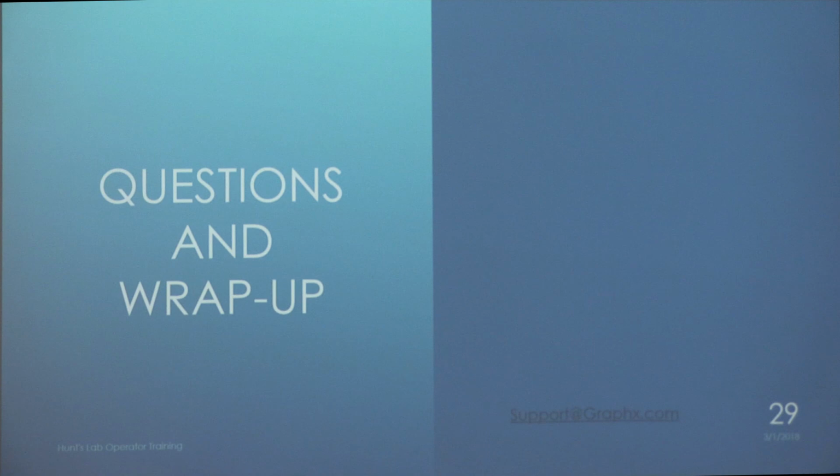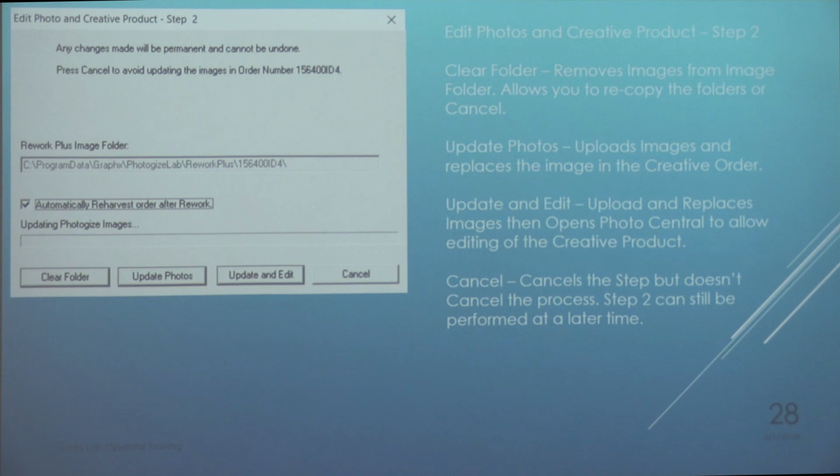That's the update and edit. Okay. If it's only because the text is bad, just use edit creative product. Okay. If it's because the images are bad and the text, then use edit photos and creative product.